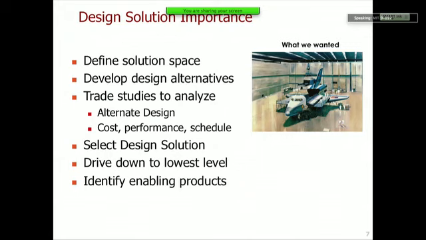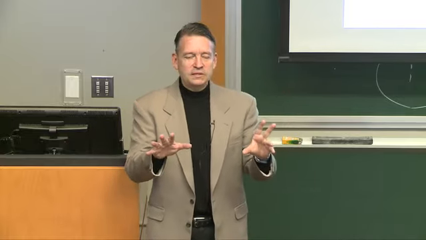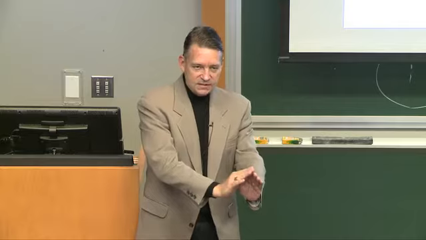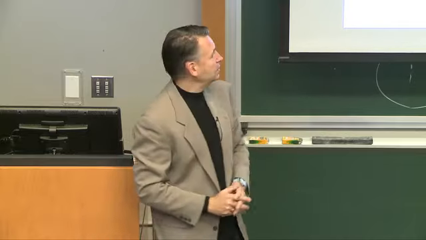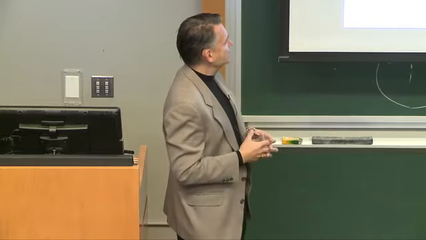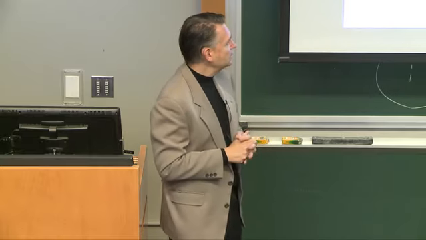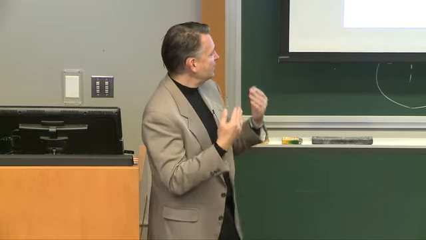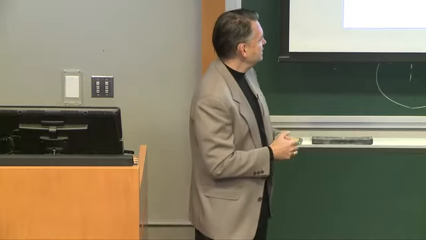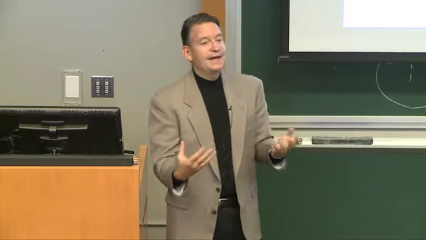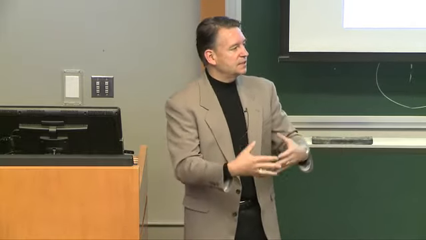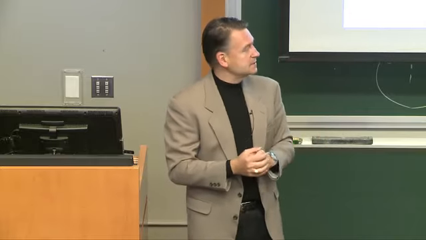This is a list of all the things you need to do. You define the solution space, develop your alternatives, all the things we've already talked about at the conceptual level, but you do it at the subsystem level and even at the component level. What are the alternate designs, cost, performance, and schedule? Select your design solution, drive it down to the lowest level of detail, and then identify the enabling products, like support equipment and things like this.